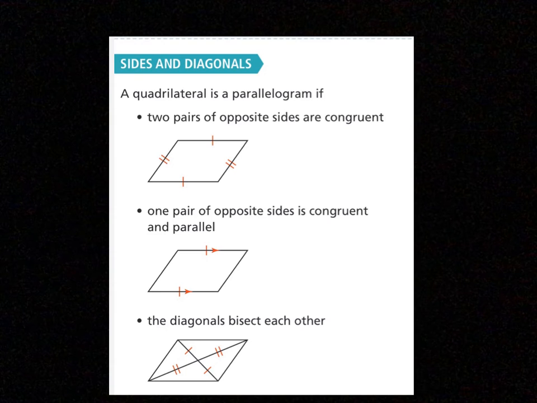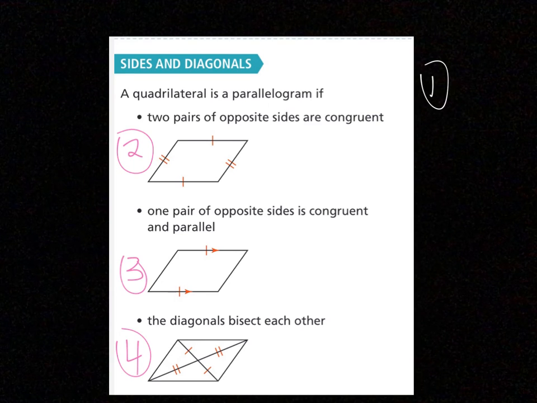Okay, so here are 3 of those ways that we just talked about. So this was number 2, this was number 3, and this was number 4. Remember, number 1 was just that definition of a parallelogram. And remember, the definition of a parallelogram is saying that the opposite sides are parallel. So if that information is given to you, then I can also say that I'm a parallelogram.